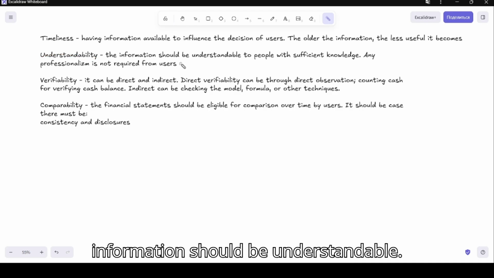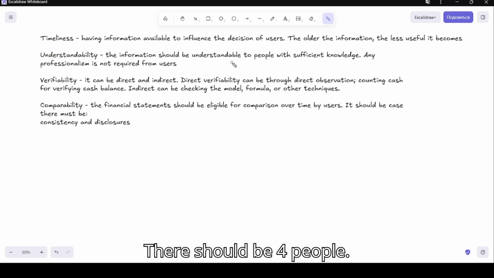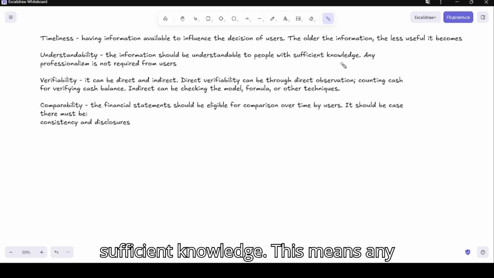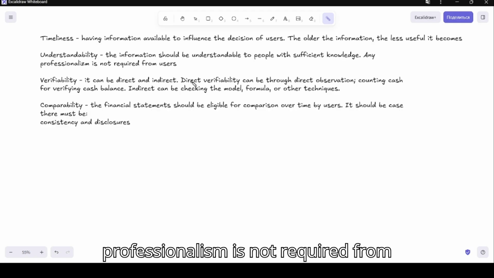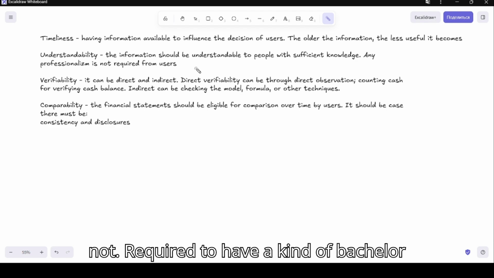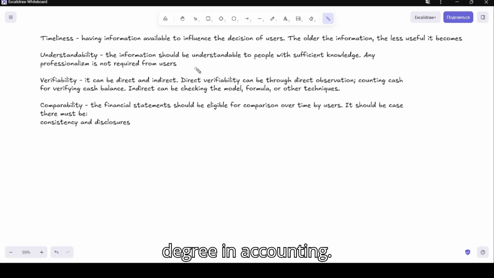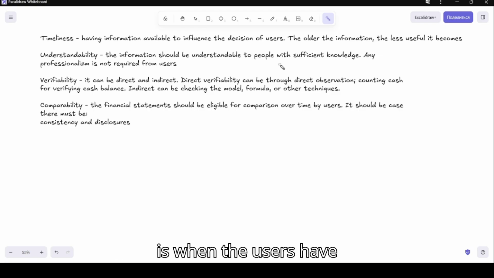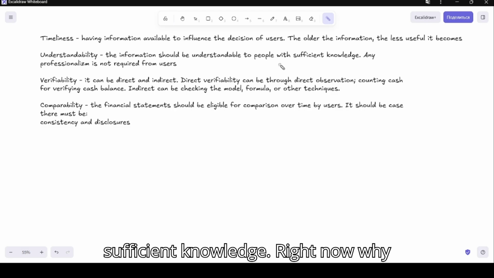Understandability. The information should be understandable for people with sufficient knowledge. I made a grammatical mistake. This means any professionalism is not required from users. They are not required to have a bachelor degree in accounting. Information is understandable when the users have sufficient knowledge, right?